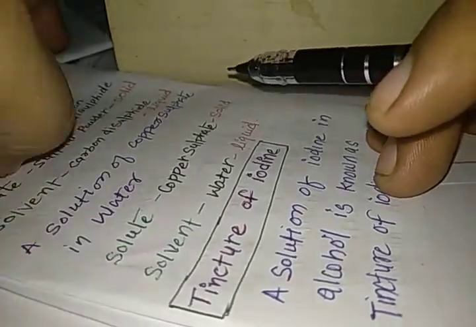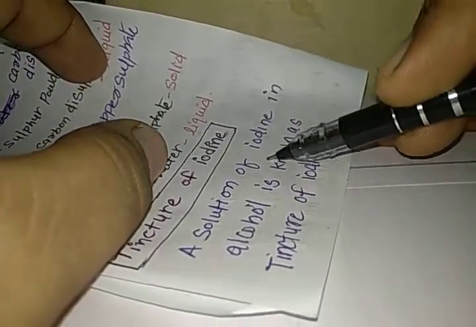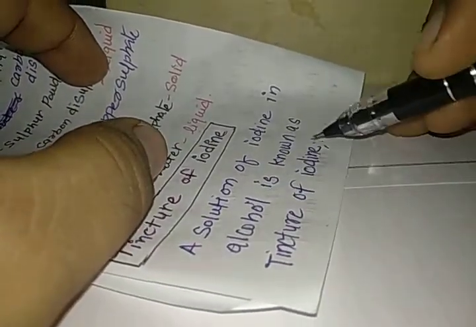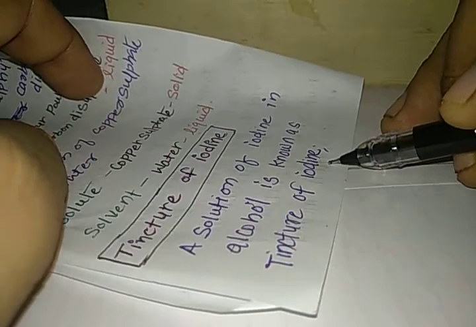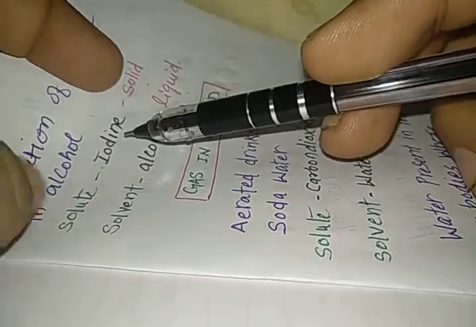Then we have the tincture of iodine. Let us understand what tincture of iodine is. A solution of iodine in alcohol is known as tincture of iodine. In the tincture of iodine, we have the solute, which is iodine, solid in state, and the solvent, which is alcohol, liquid in state. So that is a solid in liquid kind of example of a mixture.